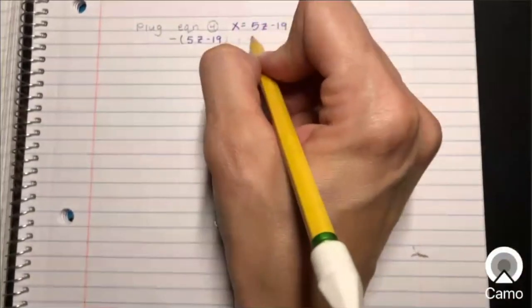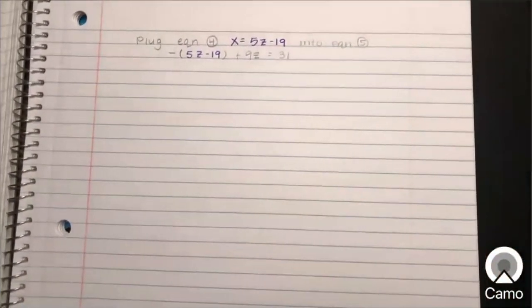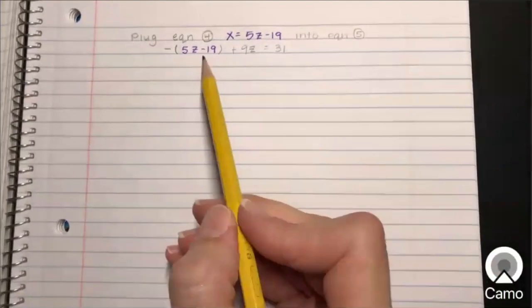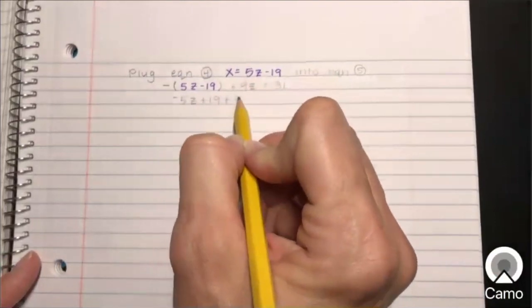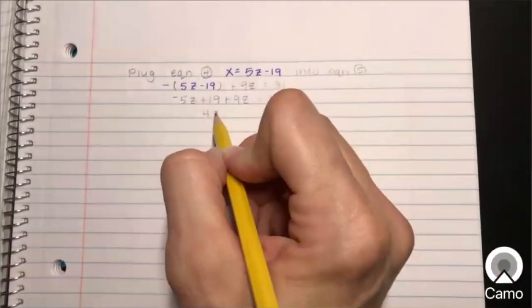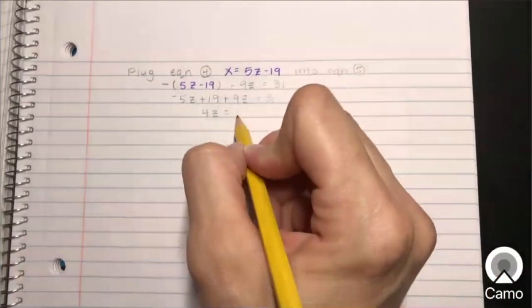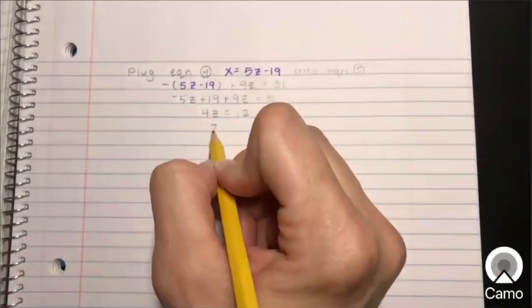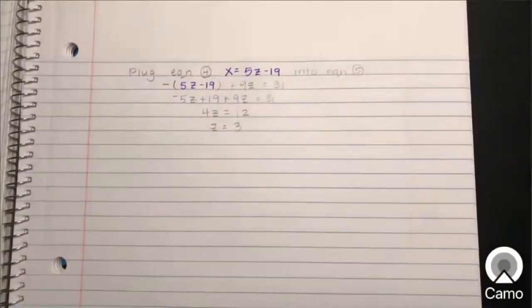Plus 9z equals 31. Okay, so now I have a one variable equation that will be a little bit easier for me to solve now. I'll go ahead and simplify. Combine like terms. Subtract 19 from both sides. And then I get z equals 3. So what I have done is I have found my first variable.